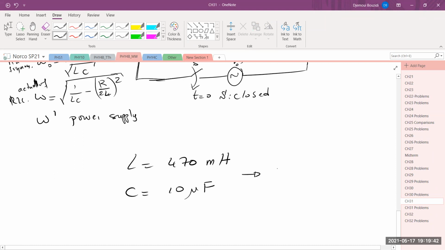From here, I'm going to have omega naught equal to 1 over square root of LC, and that is equal to, let me get the calculator here. Hopefully you guys are writing these things. You're not relying on me only. Oh, I don't have my calculator on.